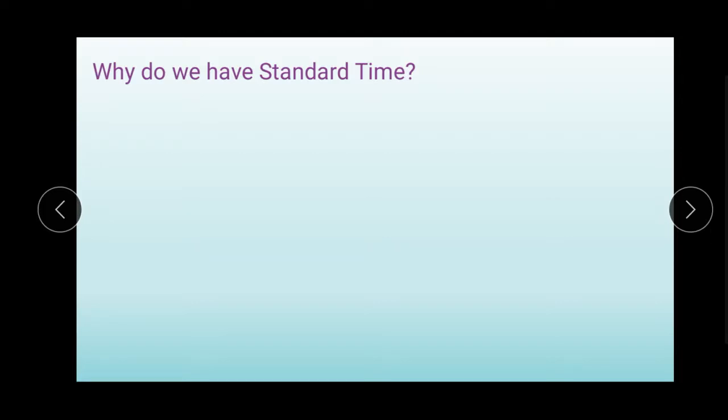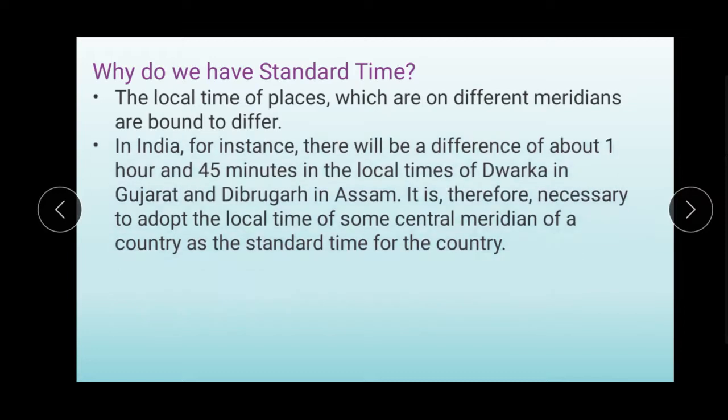Next, why do we have standard time? The local time of places which are on different meridians is bound to differ. If it is on a different meridian, the time will also be different. So in India, for instance, there is a difference of 1 hour and 45 minutes in the local times of Dwarka in Gujarat and Dibrugarh in Assam. Both places are in India only, but they have a difference of 1 hour and 45 minutes. So it is necessary to adopt the local time of some central meridian of a country as the standard time for the country. So every country should have a standard time.